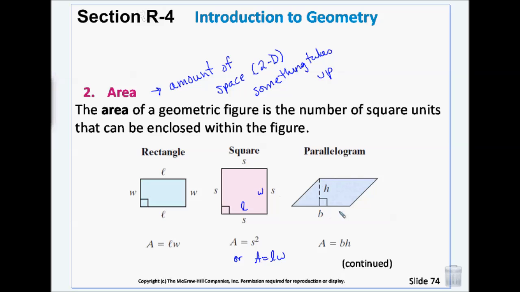Parallelogram is base times height. And you'll always know the height because height will always be indicated with a dotted line. Most often inside the parallelogram. It can also, though, be listed outside the parallelogram like this. But it'll always be a dotted line, and then there'll be a little 90-degree angle indicator. So it can be inside or outside.